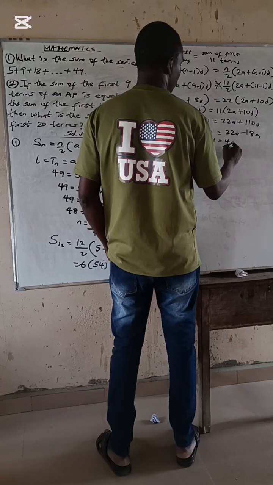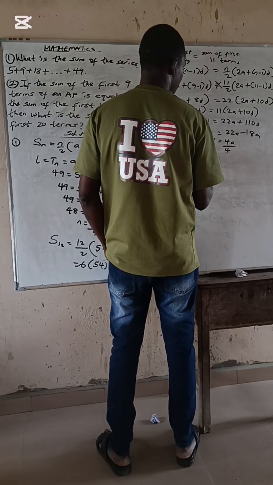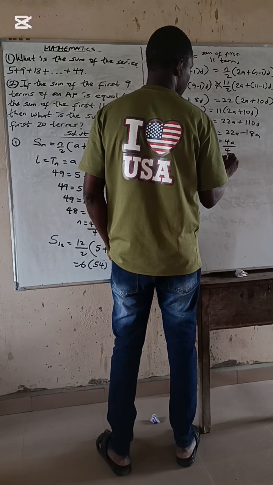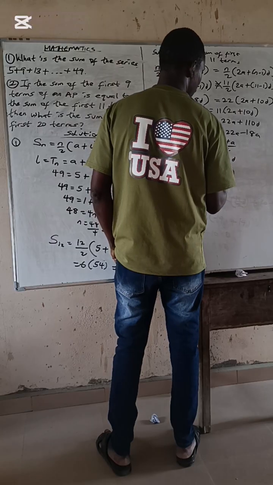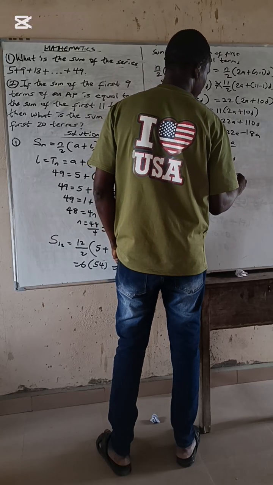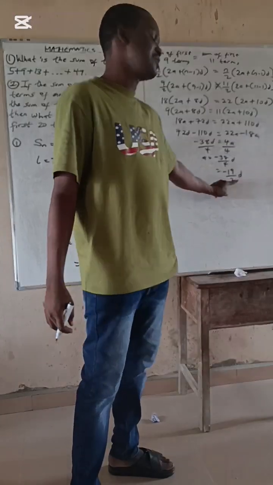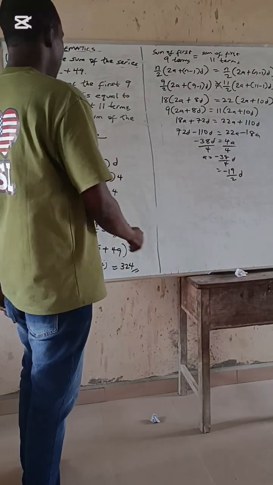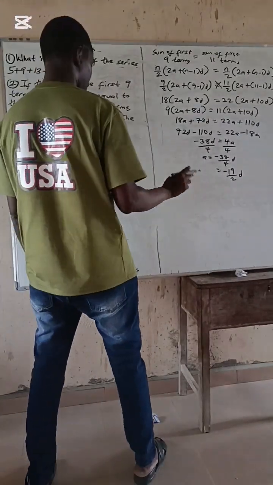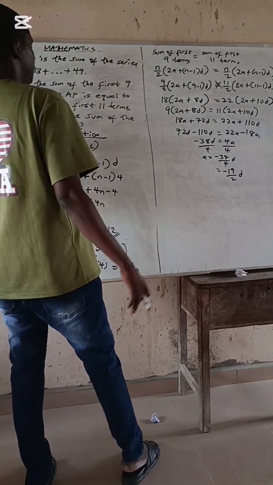Divide all through by 4 so that a can stand on its own. So that will be a equals minus 38 over 4d, simplified as minus 19 over 2d. Now we've gotten our first term to be a equals minus 19 over 2d. Now we can easily put in our value inside this.